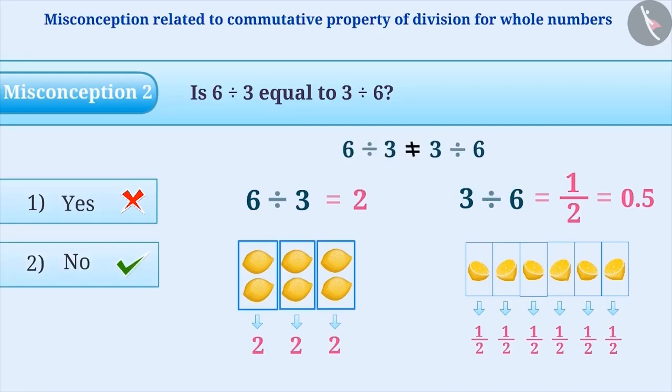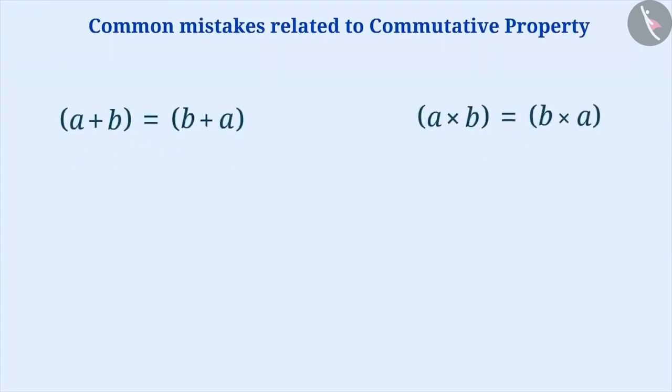Now let's understand some of the common mistakes related to commutative property. Often students know the commutative property. However, they don't use it for simplifying the addition or multiplication. For example, the addition of 3 and 9 is done in the given order, whereas it is difficult to add a larger number to a smaller number. However, by changing the order, the result of addition can be obtained very easily.